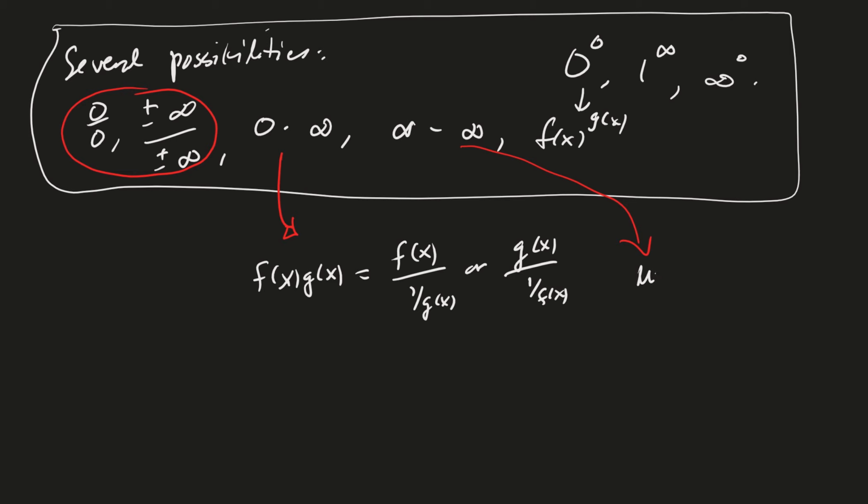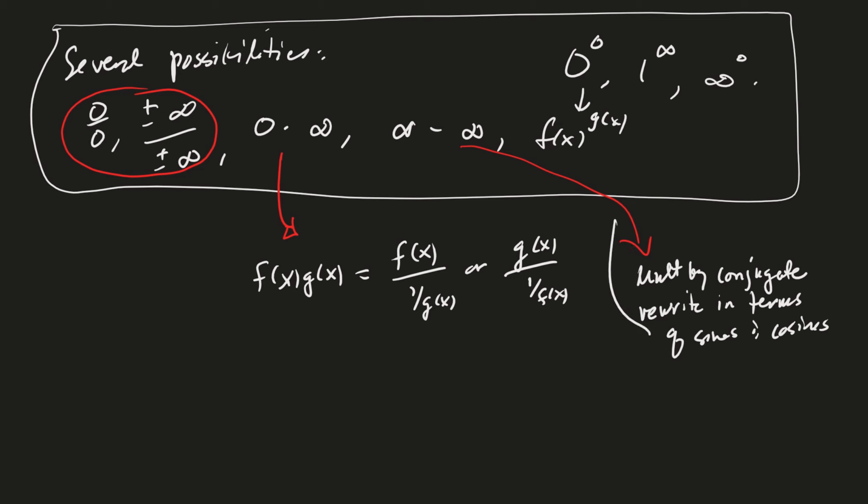We multiply by a conjugate, or in terms of trig functions, we rewrite in terms of sines and cosines. Good. So this is kind of a case where we don't have a really obvious substitution that we can always make. But in this last case we do.